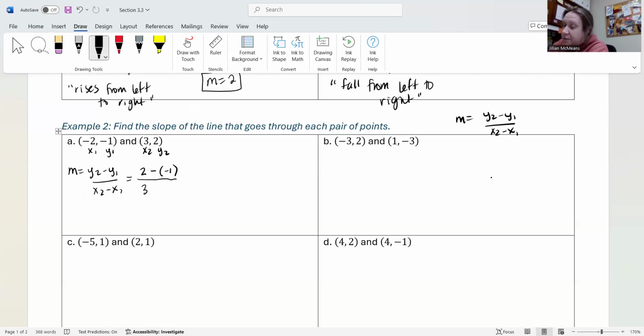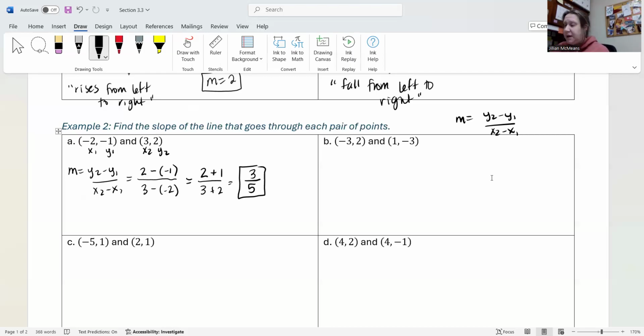So 3 minus -2. Now, remember, when you subtract a negative, it really just becomes an addition. So instead of subtracting -1, I can take 2, that first point in the numerator, and I can add the opposite of -1, which is +1. So it really just becomes addition. And then in the denominator, instead of subtracting -2, I can add the opposite of -2, which is +2. So here I would get 3/5. So the slope of the line here is 3/5.